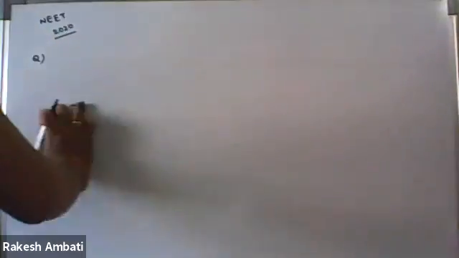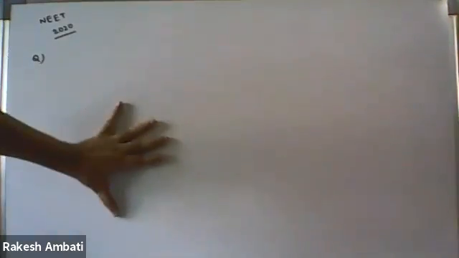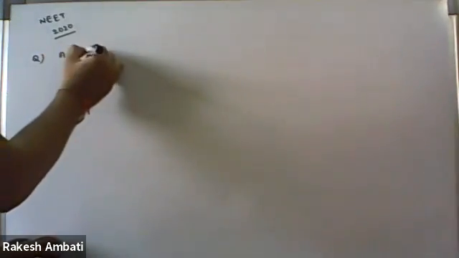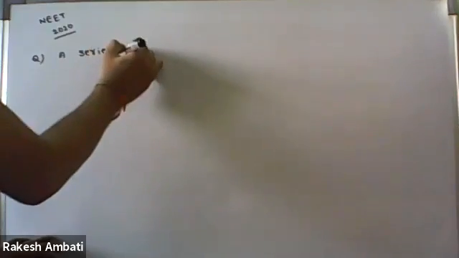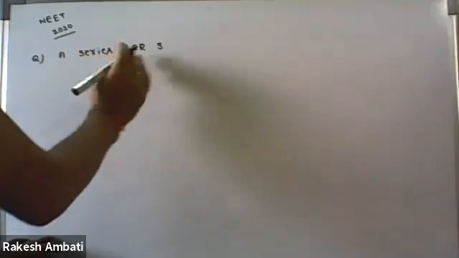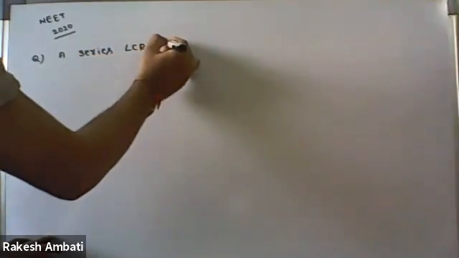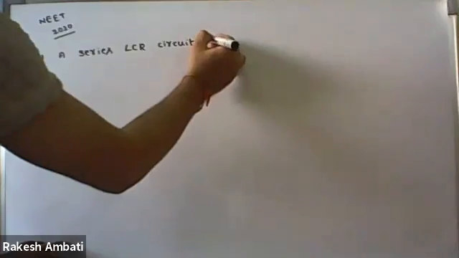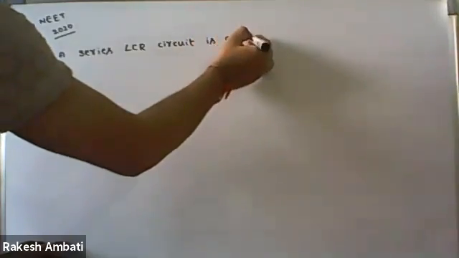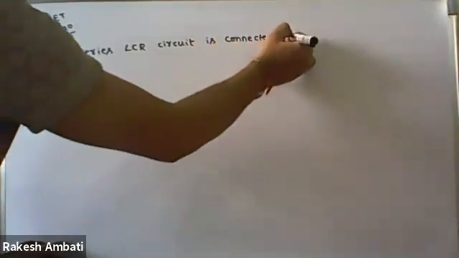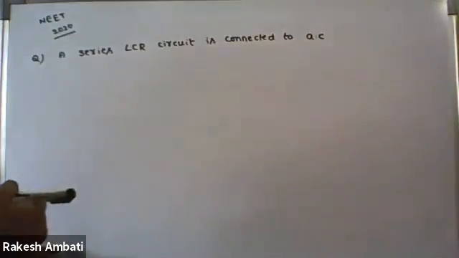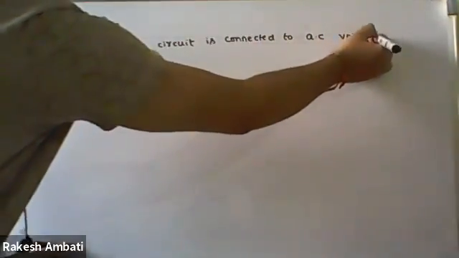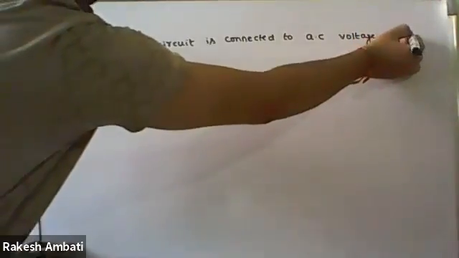Okay, this question has two lengthy statements, but the simplification is much easier. Write down the question first of all. A series LCR circuit is connected to an AC voltage source.